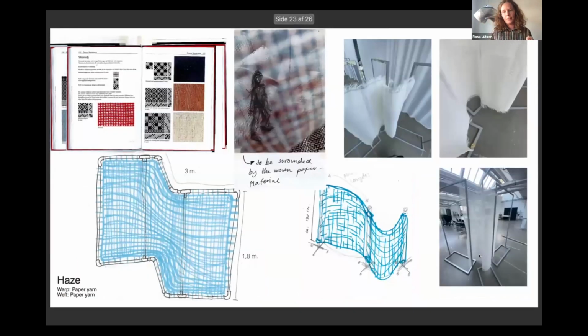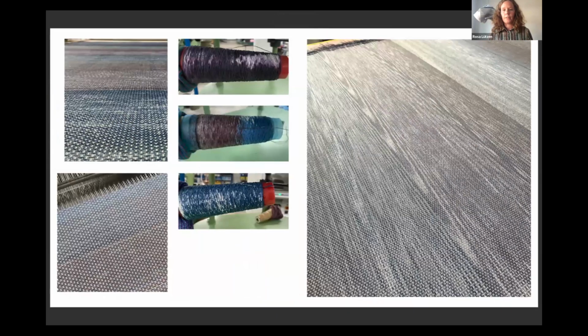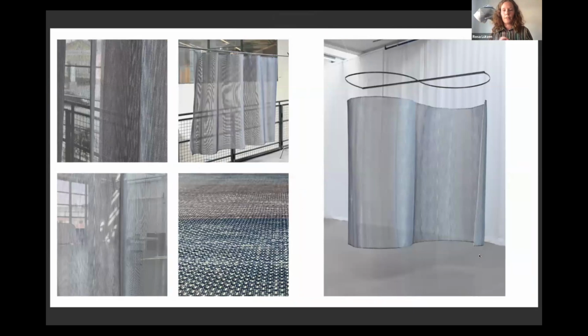The last one is called Haze, and it's also made in only paper yarn. Here I've been working a lot with the colors because it's a very transparent textile. Depending on the angle you see it from, the colors appear more or less. That's also why I've used this S shape.